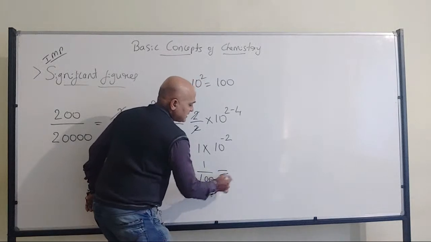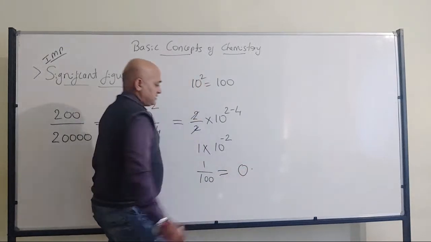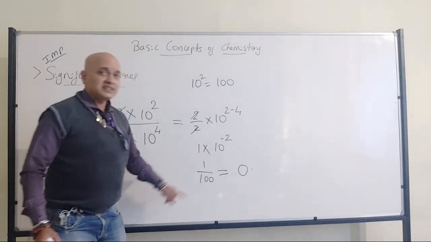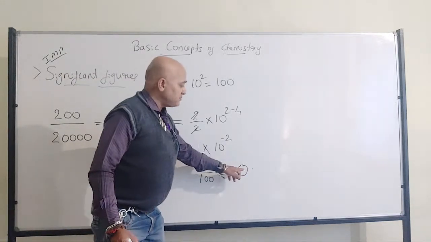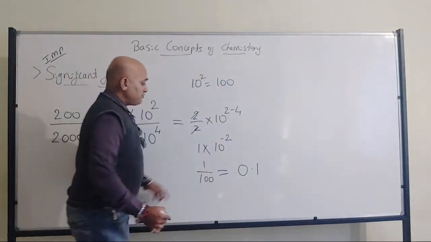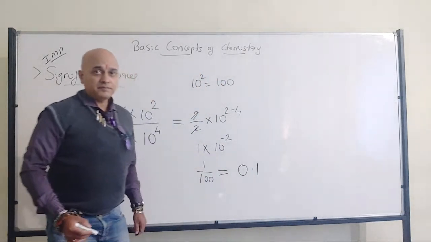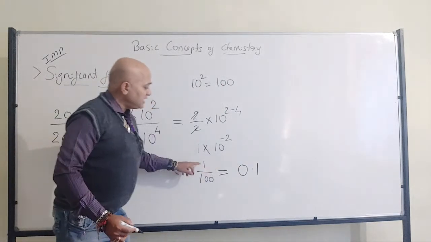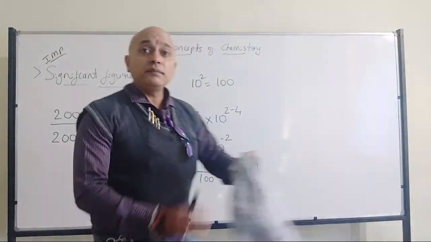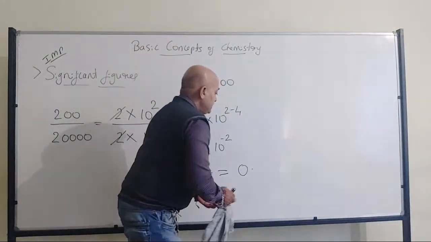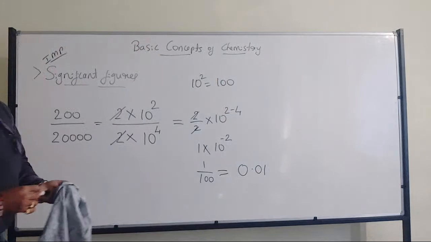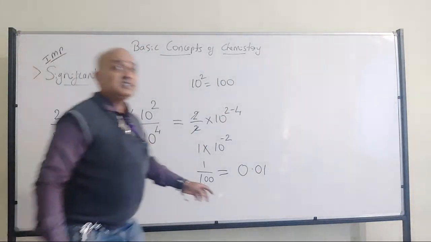So which can be represented as 0 point, because it should be in decimals, because 1 is a small number and 100 is a large number. So it should be in decimals, 0 point, right? So if I make it as 0.1, it would have become 1 divided by 10. But here it is 1 divided by 100. So therefore, it should go to the position 0.01.